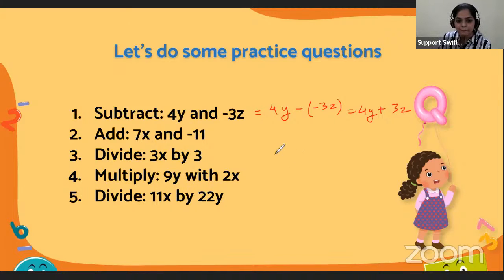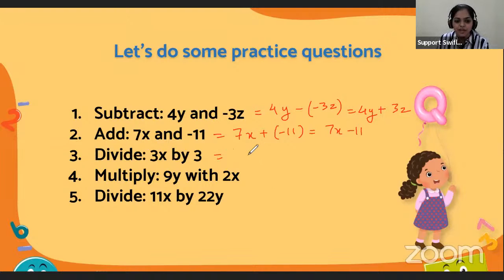Let's move to the next one. Yes, ready? Okay, let's solve this question together. 7x and minus 11. So we have 7x plus minus 11. What we get? 7x minus 11. So the answer for the second question will be 7x minus 11. Got it? Yes. Let's move to the third one.